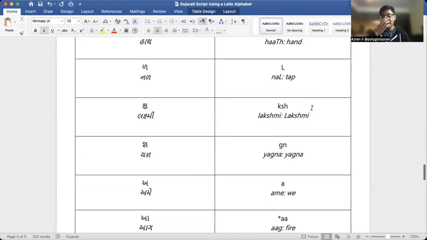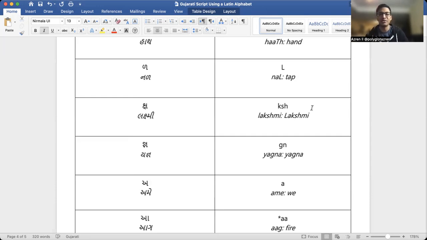Okay, next, consonants are almost wrapped up here. We have ksha. Ksha, there aren't that many words. The word that I've chosen to give you here is one that probably you'll know, Lakshmi. Lakshmi, like the deity. This is written with a KSH. Some people might write this with an X as well.